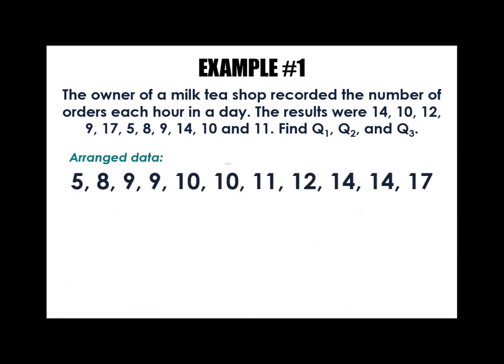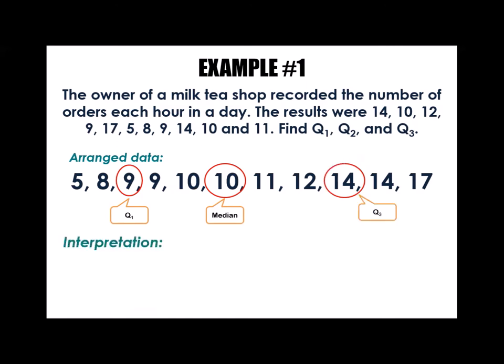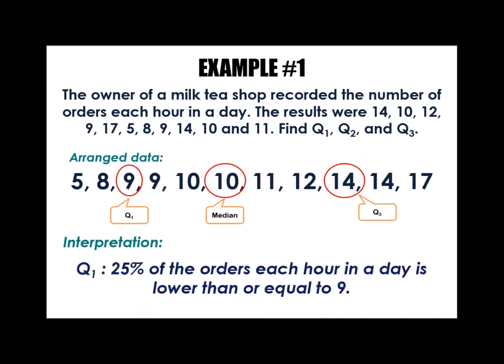Okay? Ngayon, sa mga na-compute natin, siyempre, anong ibig sabihin niya? Okay? So, unahin muna natin si Q sub 1. So, let me reveal. Sabi dito, the interpretation for Q sub 1: 25% of the orders each hour in a day is lower than or equal to 9. What does it mean? Kasi Q sub 1 eh. So, pagka Q sub 1, ang percentage ay 25%. At ano bang pinag-uusapan natin sa problem? We are talking about the number of orders each hour in a day. So, yun yung subject natin.